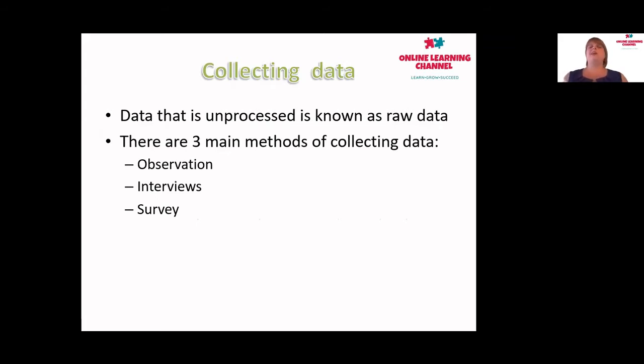Observation is more for things like animals. You can't actually go and ask a squirrel a question, so observation is where you sit and look at squirrels. If you have a question about squirrels and you observe them, that's mainly where you're going to use an observation.